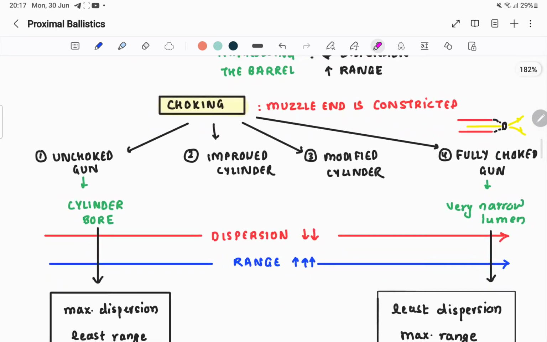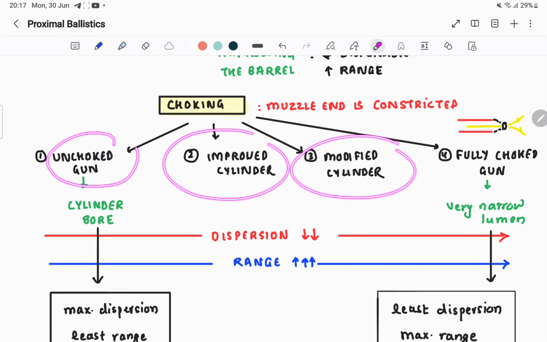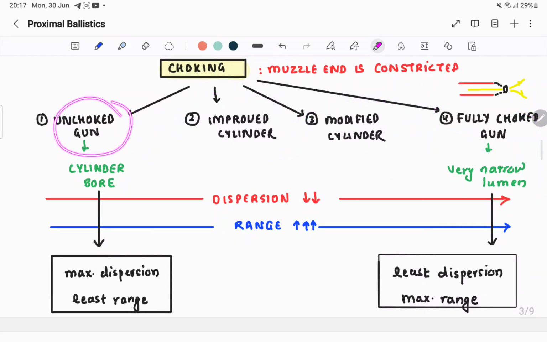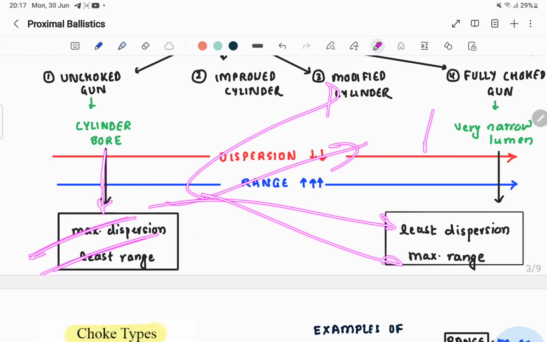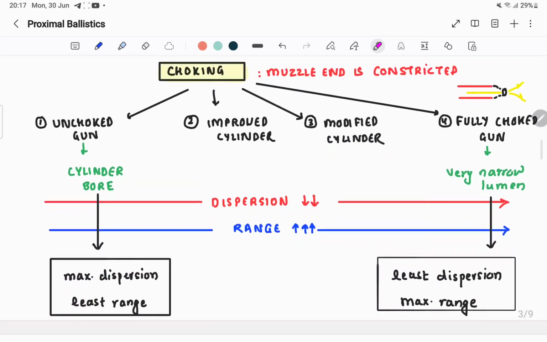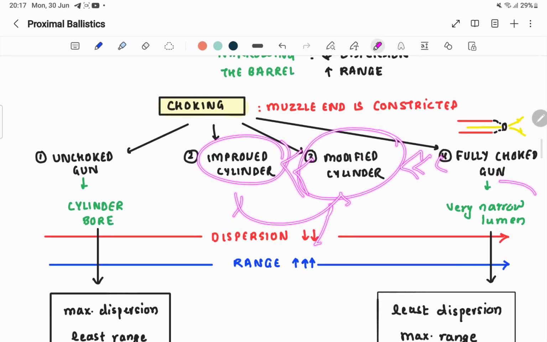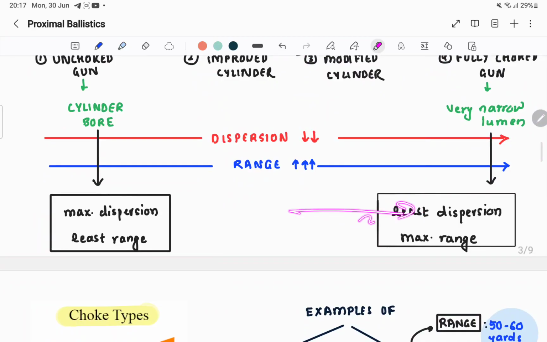Based on choking, we can have many types of guns: unchoked, improved cylinder, modified cylinder, and fully choked. The unchoked gun has a cylinder bore, so maximum dispersion and least range. More dispersion will be there and the range will decrease. This is the unchoked, no choking at all. Improved cylinder has less choking. Modified cylinder has more choking than improved cylinder. And fully choked has a very narrow lumen and least dispersion.